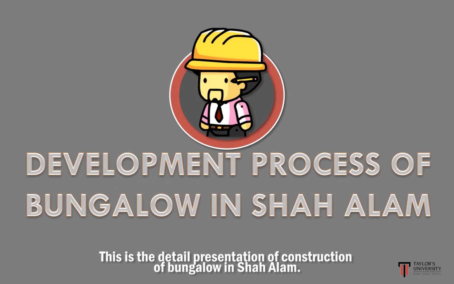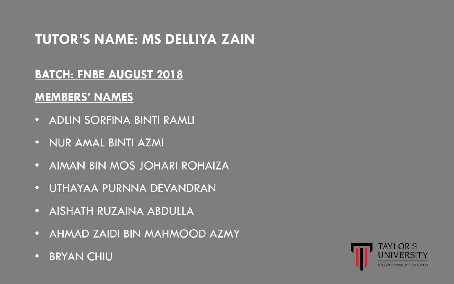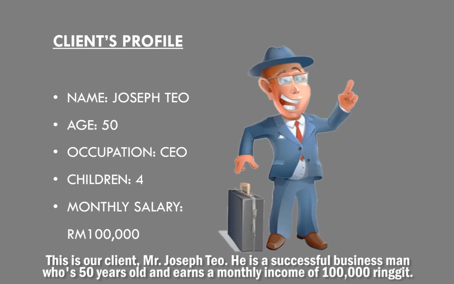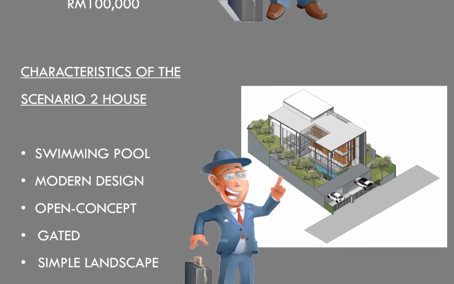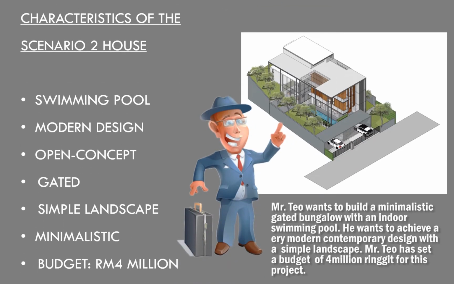This is the detailed presentation of construction of a bungalow in Shah Alam. This is our client, Mr. Joseph Teo. He is a successful businessman who is 50 years old and earns a monthly income of 100,000 ringgit. Mr. Teo wants to build a minimalistic gated bungalow with an indoor swimming pool. He wants to achieve a very modern contemporary design with a simple landscape. Mr. Teo has a set budget of 4 million ringgit for this project.